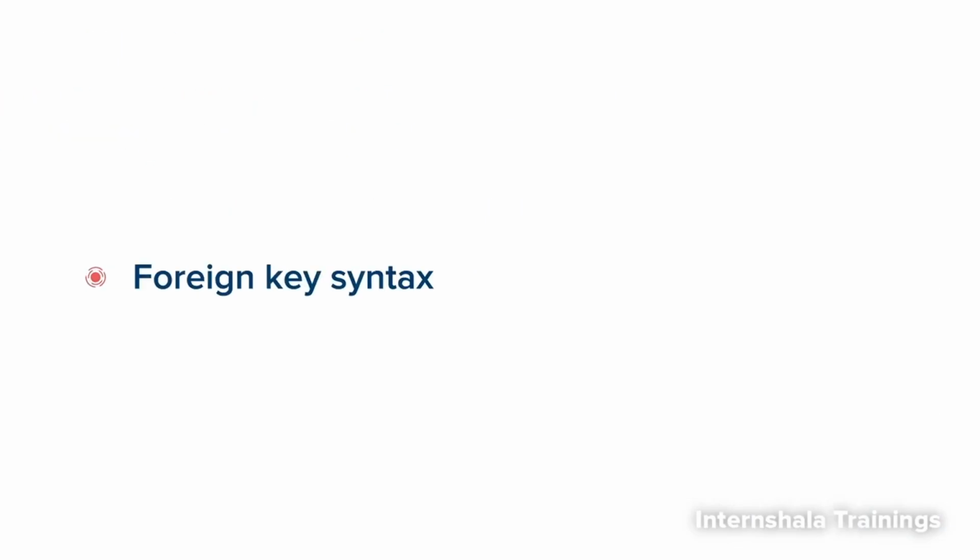Now let us look at the foreign key syntax. There are certain constraints which we can apply to foreign key attributes while creating a table. This is because the constraints will restrict the foreign key attributes to have values only from the primary key attributes they are referring to. And if we try to add any other value, it will not accept and will throw an error.